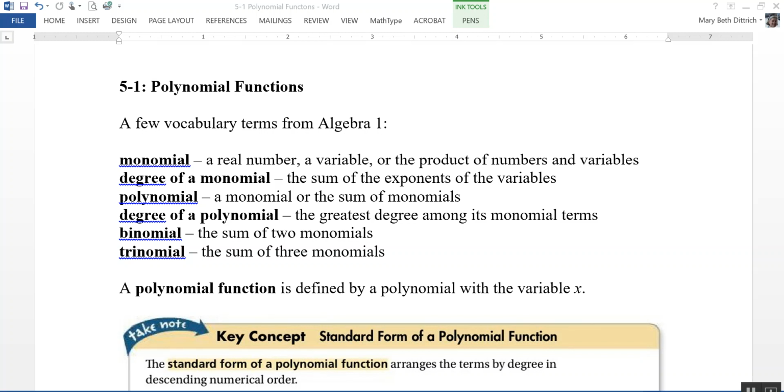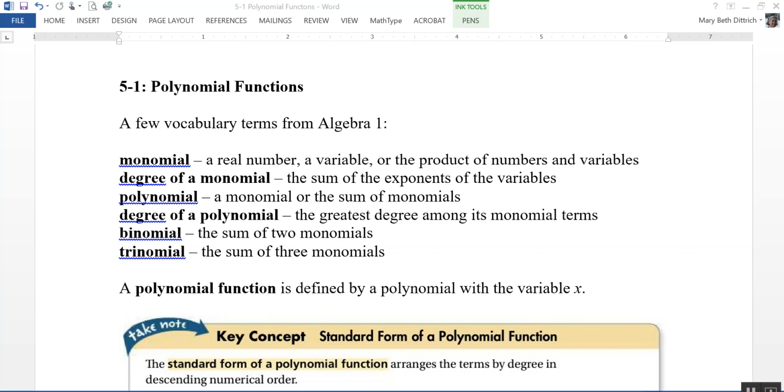Section 5.1 is on polynomial functions. Here are a few vocabulary terms you should remember from Algebra 1. A monomial is a real number, a variable, or the product of numbers and variables. A monomial does not have any plus or minus in it. The degree of a monomial is the sum of the exponents of the variables.